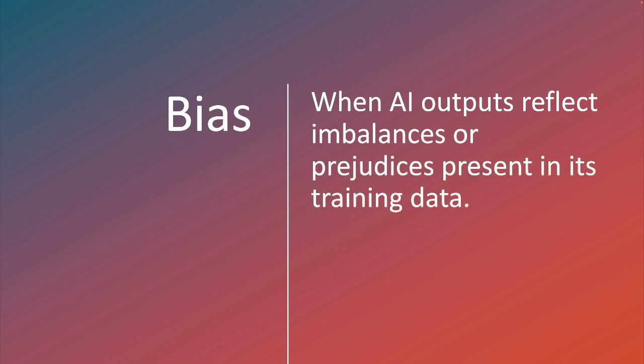Bias. This is when AI outputs reflect imbalances or prejudices present in its training data. So when we train these AI models, we try to collect as much information as possible, but some topics have more information available than others, and this can create those imbalances. As an example, if we wanted to train our AI model to identify dogs, we could give it 100 different images of dogs. However, if we went to identify a cat and we never showed it a picture of a cat, it would probably say that that cat is a dog.